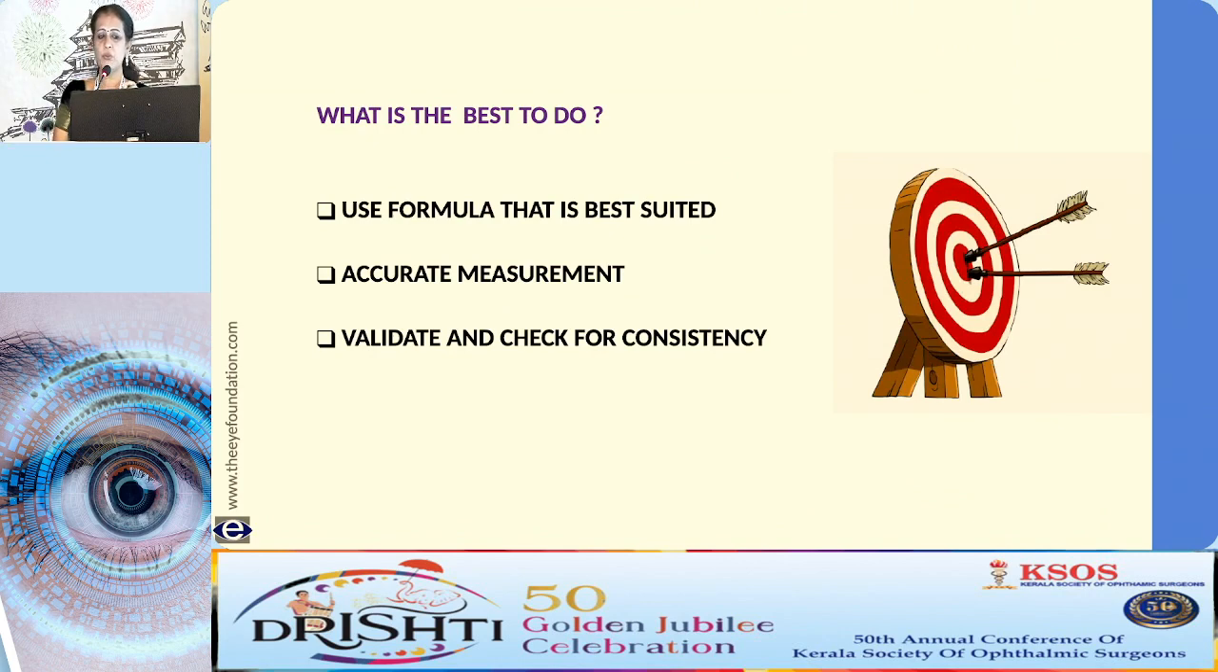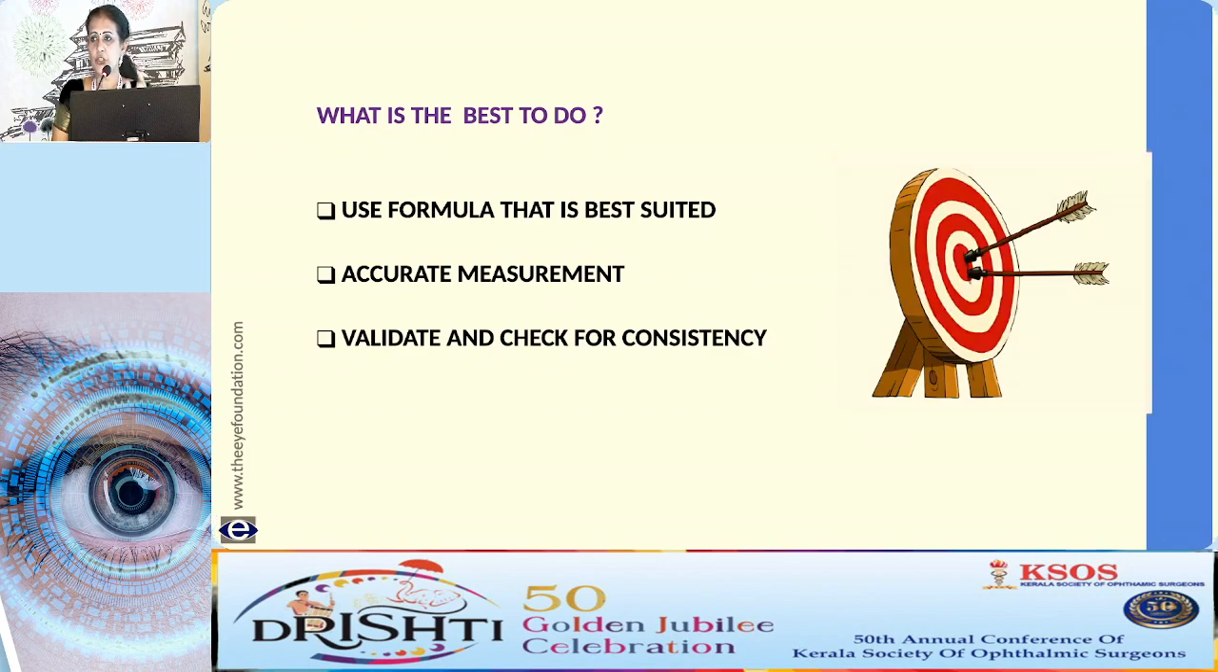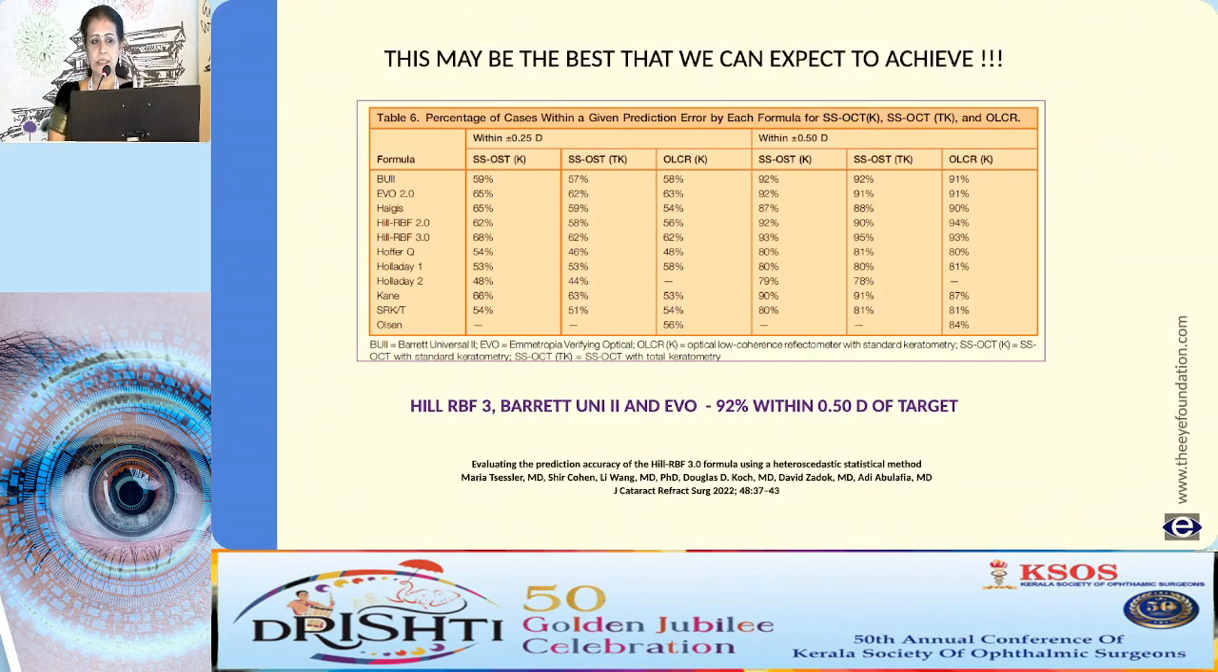So we need to use the right formula, and we now know that we have the 4th generation formulas and beyond. It becomes absolutely important for us not to hold on to what is old and gone, and to use the best, which is going to take care of all the extremes of situations. Ensure that the measurements are accurate, and if there is a disparity between two readings, repeat it. Sometimes it could be a dry surface because of which there's an error in our biometry measurements. We need to validate it and ensure that the readings are consistent.